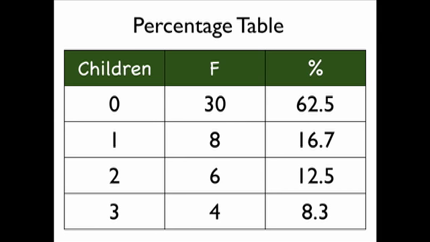This table is a percentage table. 62.5% of the class have 0 children. 16.7% has exactly 1 child. 12.5% has 2 children, and 8.3% have 3 children.